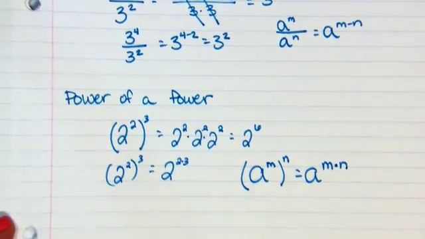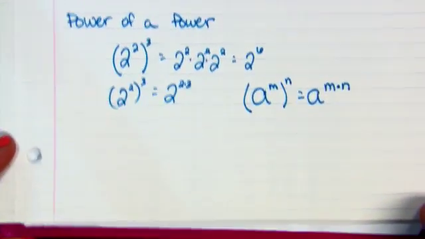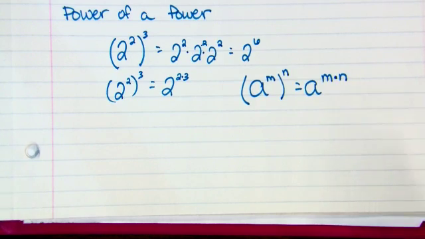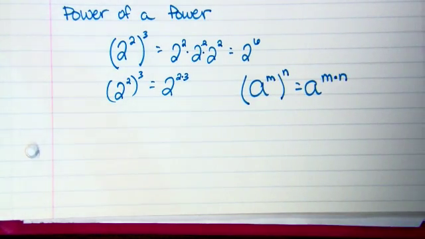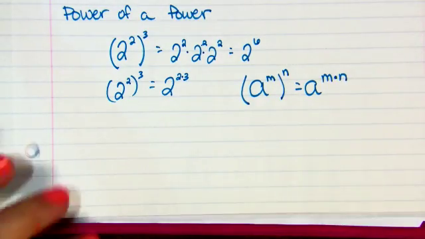So those are all of our rules. I shouldn't say all of our rules. Those are a couple of the rules for simplification. The rule that everybody hates is the negative exponent rule.